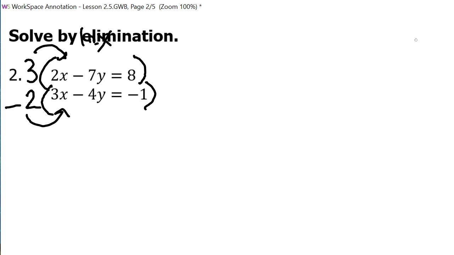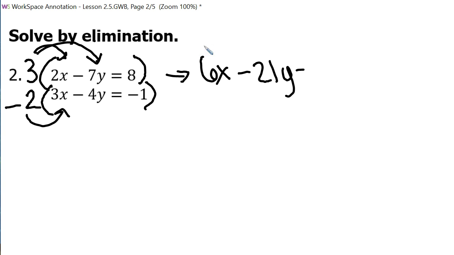So the top equation, distribute a 3. So what's 3 times 2x? 6x. What's 3 times negative 7y? Negative 21y. Even the answer gets multiplied, and what is 3 times 8? 24. Bottom equation, distribute a negative 2.